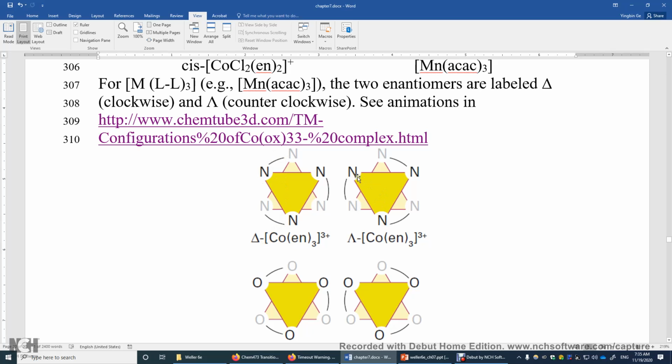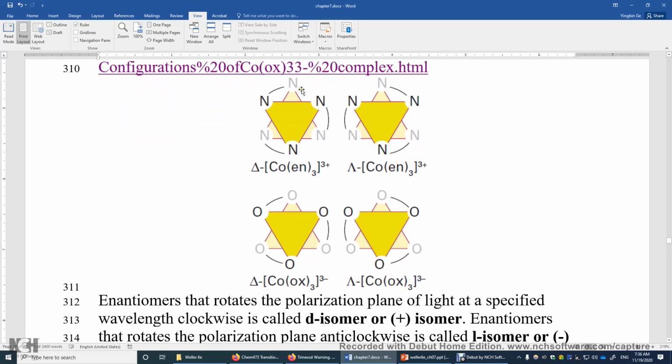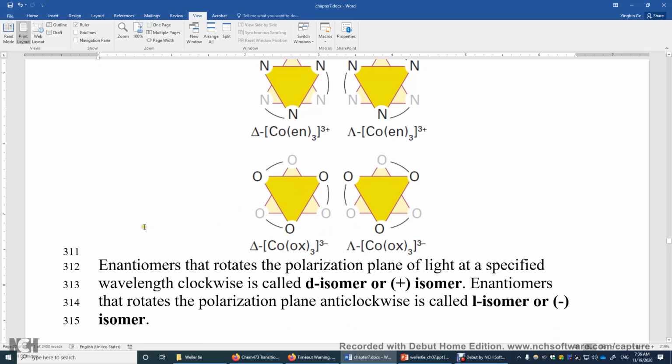And over here, again, you'll have to look at this linkage. You'll just have to rotate this to here, rotate this to here, rotate this to here. And this is counterclockwise. It's labeled lambda. Of course, you do not always have to have N as the point of attachment. You can have O. So en is 1,2-diaminoethane. This is oxalato with two oxygen atoms as the points of attachment. And again, you'll have to rotate this oxygen to here, following this link, and this is clockwise. And this is counterclockwise. Now we have delta and lambda.